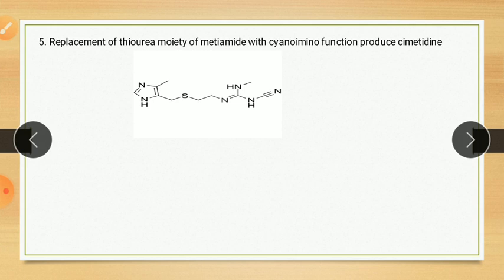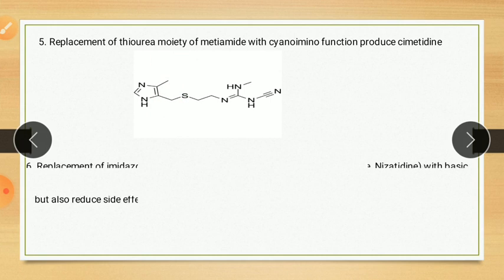Gynecomastia means appearance of female character in male. That is called gynecomastia, and this side effect is due to this imidazole ring. So it is the first drug, cimetidine, which is used as an H2 blocker, but it has the side effect gynecomastia, which is due to this imidazole ring.